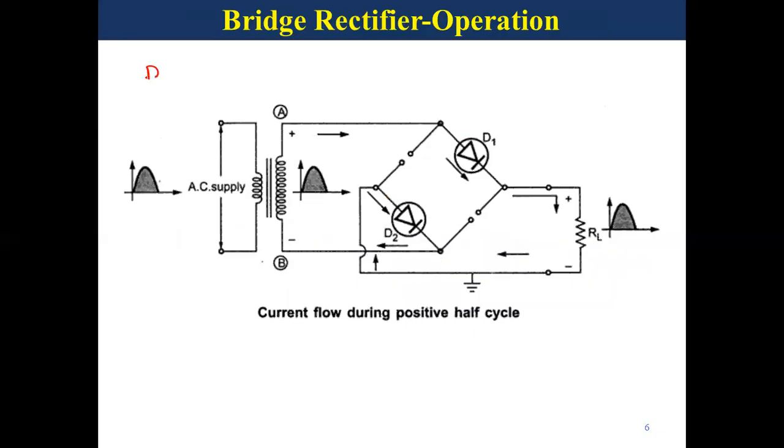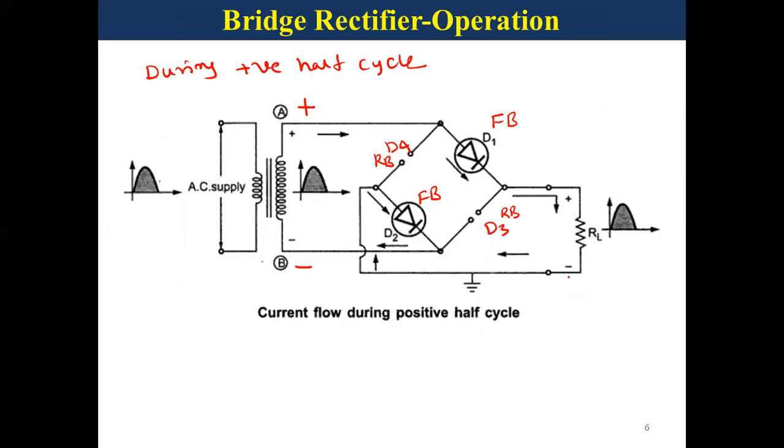Coming to operation, during the positive half cycle of the input AC signal, the upper terminal A is positive with respect to the lower terminal B, and this positive is connected to the anode of D1 and negative is connected to the cathode of D2. So the diodes D1 and D2 are forward biased and can conduct. And the remaining two diodes D3 and D4 are reverse biased. So these two diodes don't conduct and act as open circuit.